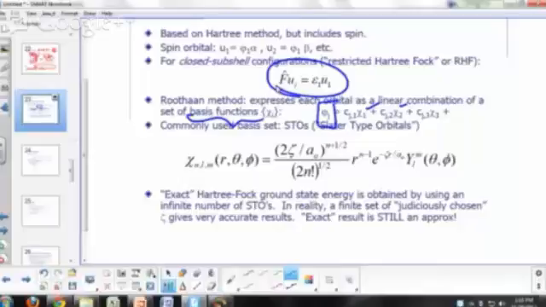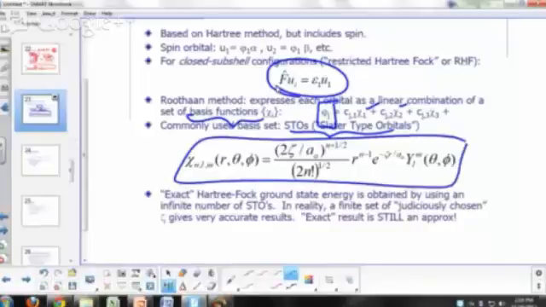A commonly used basis set are known as Slater type orbitals. This is very similar to your hydrogenic atoms. The only difference is you have the function of r here, which is r to the n minus 1. There is no polynomial in r for this expression, so you won't see the progression in the number of nodes like you would for hydrogenic atoms.